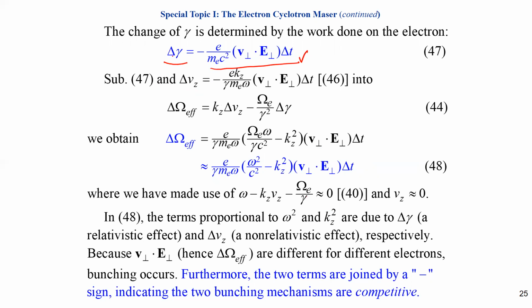And delta gamma 跟它做的功有关，and Vz 跟这个有关，所以 cyclotron frequency 跟什么有关？跟这个有关。Where we have made use of these relations，我们就假设它们靠得很近，and Vz equals 0。The terms proportional to omega square and kz square are due to delta gamma。我们把它分作两部分，一部分是来自于 delta gamma，一部分是来自于 delta Vz。OK，V perpendicular dot E perpendicular are different for different electrons. Bunching occurs. Furthermore, the two terms are joined by a minus sign, indicating the two bunching mechanisms compete.